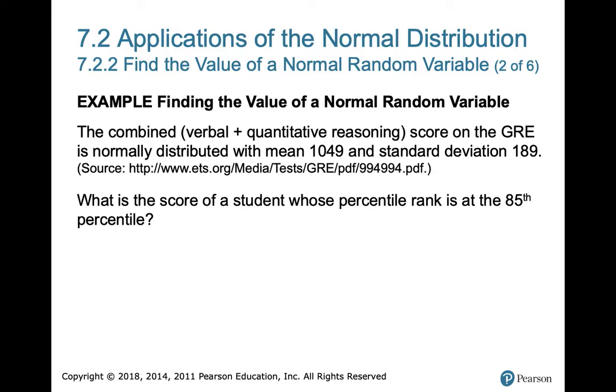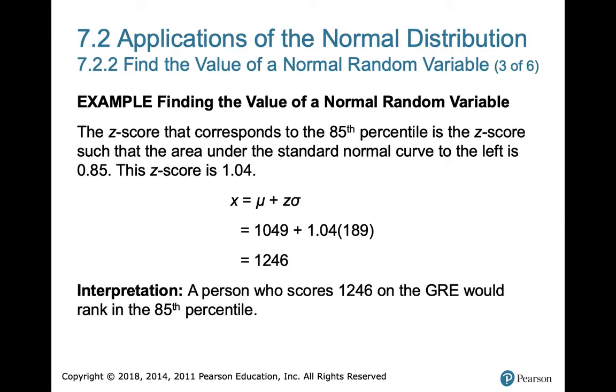The combined score is normally distributed with a mean of 1,049 and a standard deviation of 189. So let's say that for a student to get into a particular program, they needed to score in the 85th percentile. Well, what score are they shooting for then? So if they see in the documentation they need to be in the 85th percentile, what score do they need to shoot for? So we're not going to use this formula.